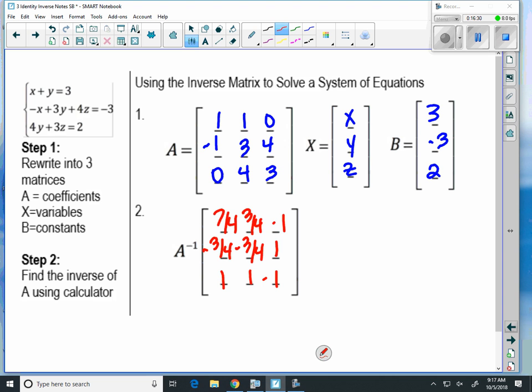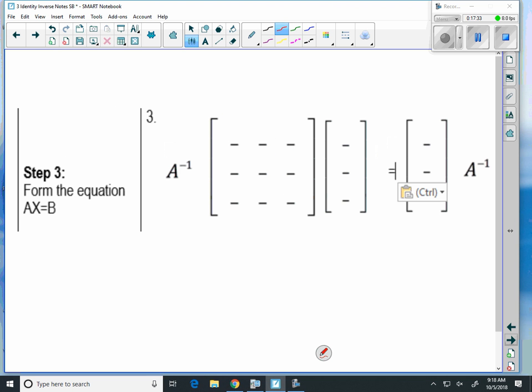Okay, on step 3, go ahead and fill in A, X, and B again. I know it seems silly, but it's just the process of learning. So go ahead and fill in A, X, and B.